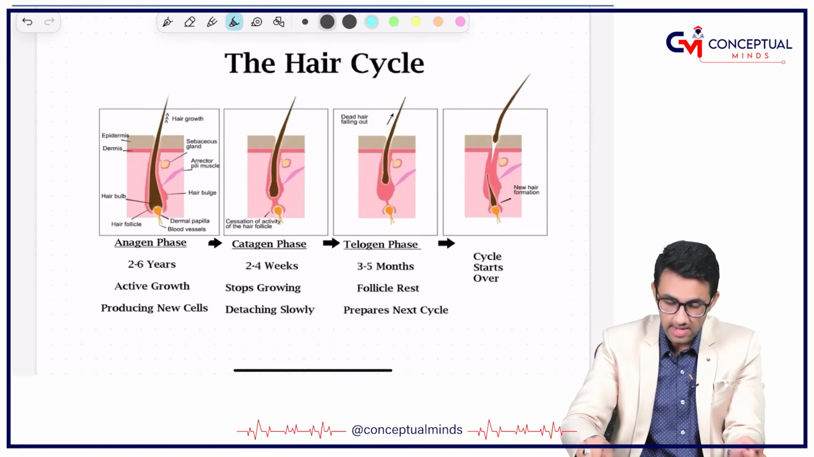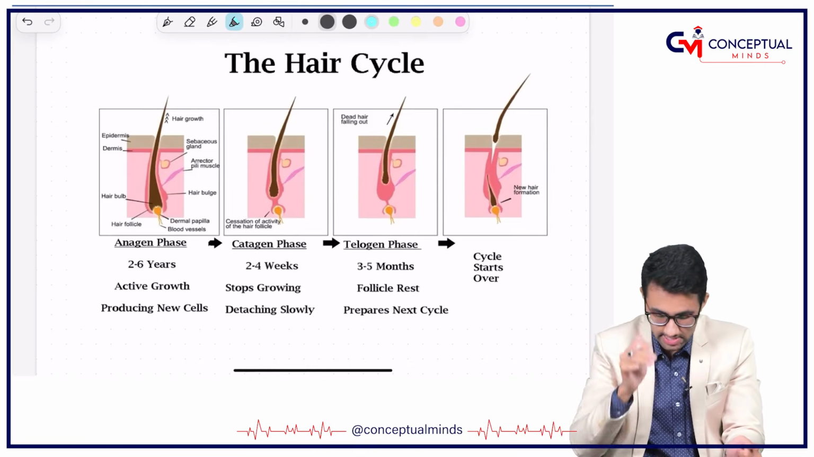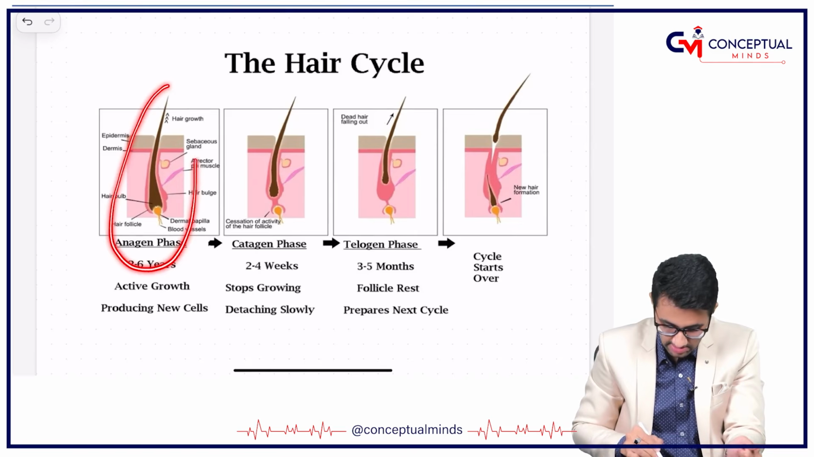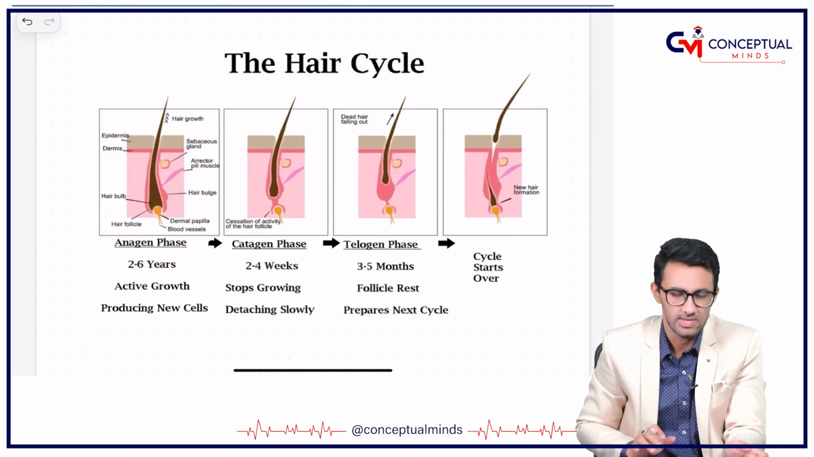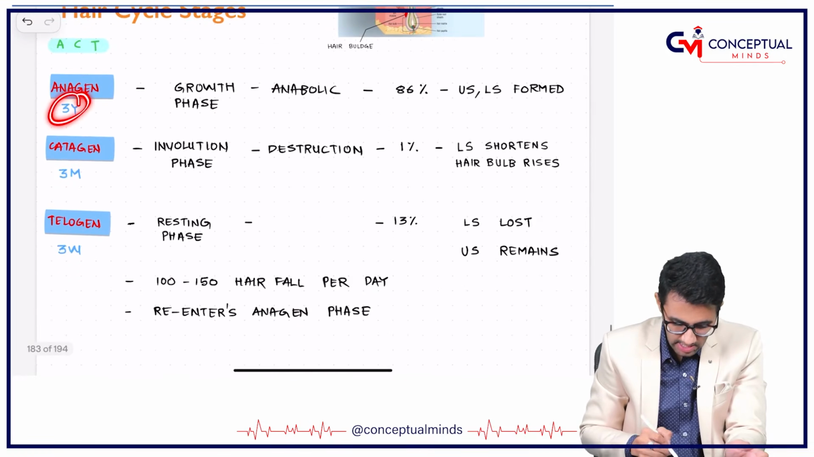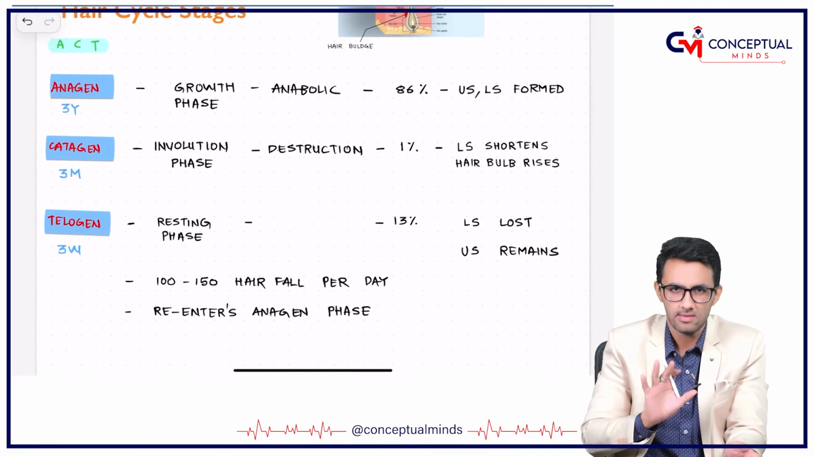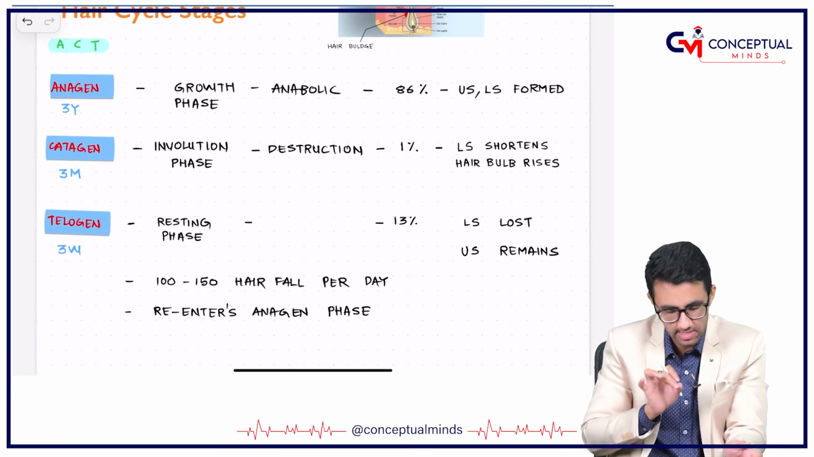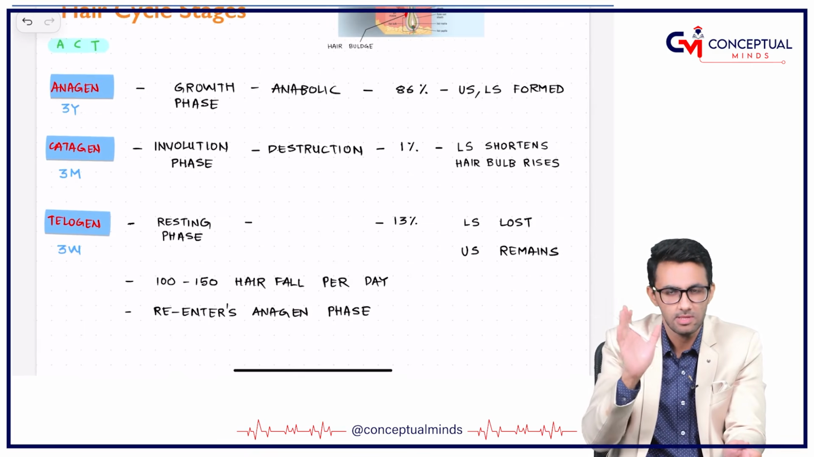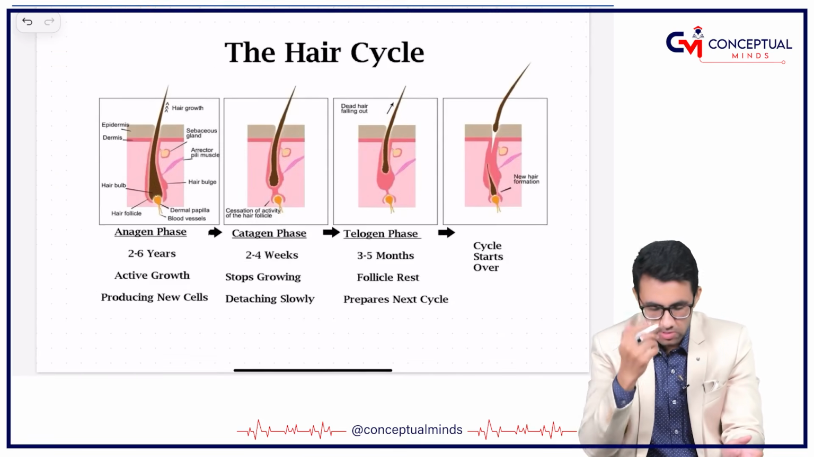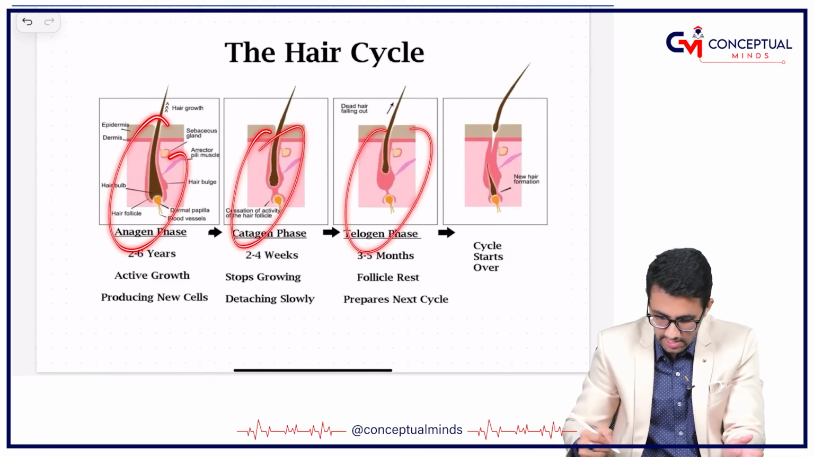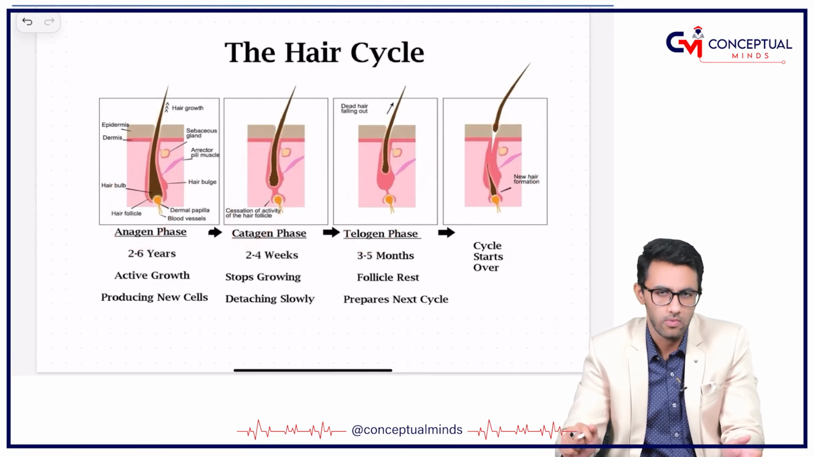Now you see over here, these are the hair cycle stages. First of all, we have the anagen phase. Most of our hair is in the anagen phase. The distribution is 3 year, 3 month, 3 weeks. Easy to remember. This is the range, but this is the easiest to remember: 3 year, 3 month, 3 weeks. With A, C, T, questions will never go wrong. So we have anagen, catagen, telogen, and everything starts all over again.